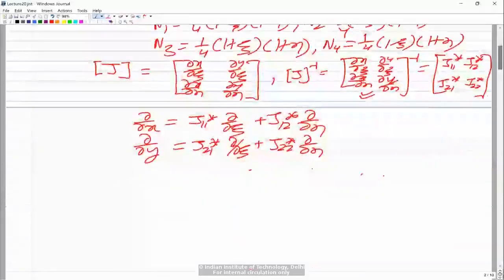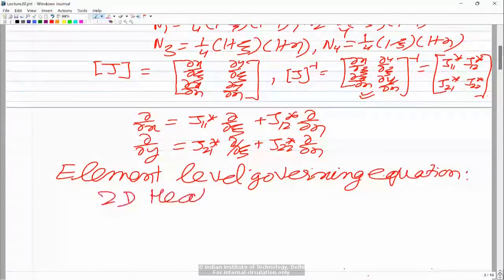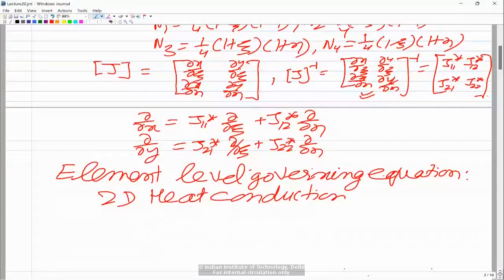Now let's continue the same problem. So next is the development of element level governing equations for the same 2D heat conduction problem which we have discussed. So now let me start with that. So element level governing equation for the same 2D heat conduction problem, and then of course we will also do the plane stress plane strain problem, after the 2D heat conduction.